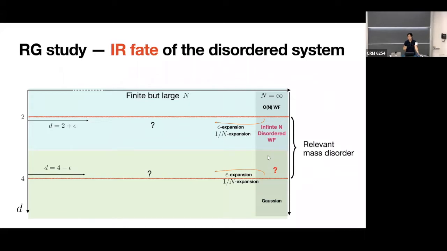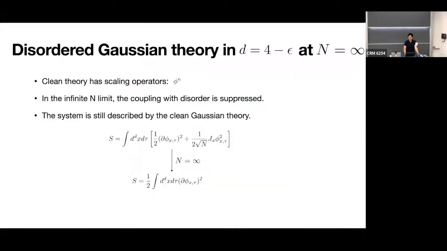It's just some theory different from the clean theory. Then next, let's go to the 3 to 4 dimensions at n equal to infinite. This is very simple. Since we couple the disorder to the singlet operator, there is a 1 over square root of n in front of the coupling.